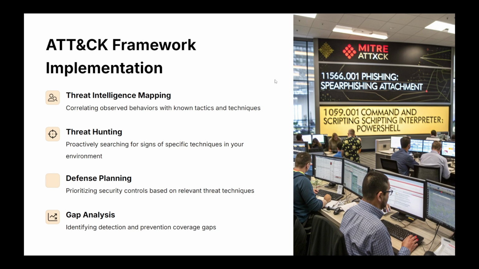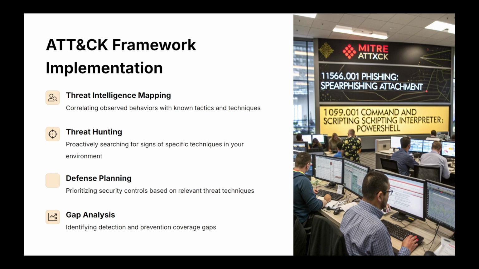Now, in terms of implementation, this framework is not just a reference, it's a powerful tool for improving real-world cybersecurity through practical implementation. So first we have threat intelligence mapping. By comparing observed behaviors, like specific command line use or network patterns, with known ATT&CK tactics and techniques, analysts can identify the likely goal and tools of an attacker. This helps translate raw data into actionable insight.